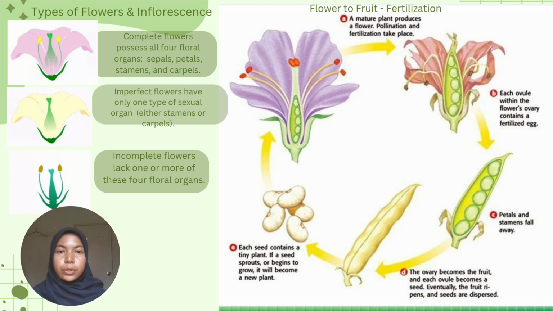Next, flower to fruit. In the process of fertilization, first a mature plant produces a flower, and pollination and fertilization take place. Second, each ovule within the flower's ovary contains a fertilized egg. Next, petals and stamens fall away. Next, the ovary becomes the fruit and each ovule becomes a seed. Eventually, the fruit ripens and seeds are dispersed. Last, each seed contains a tiny plant. If a seed sprouts or begins to grow, it will become a new plant.